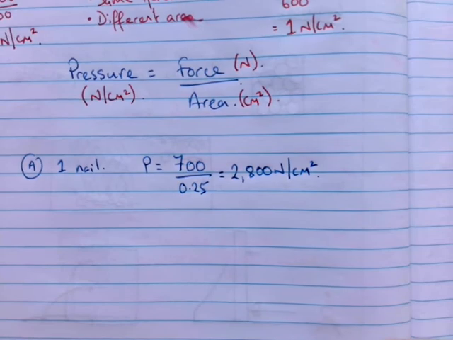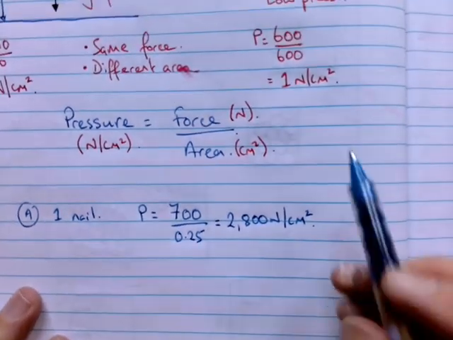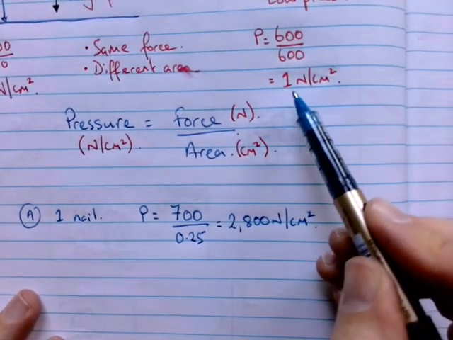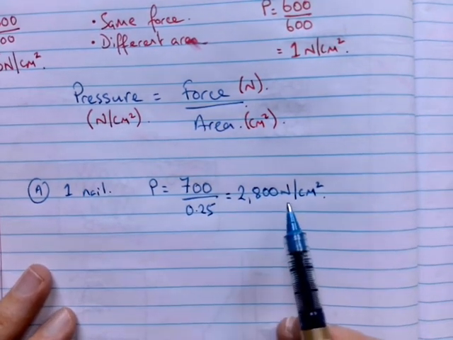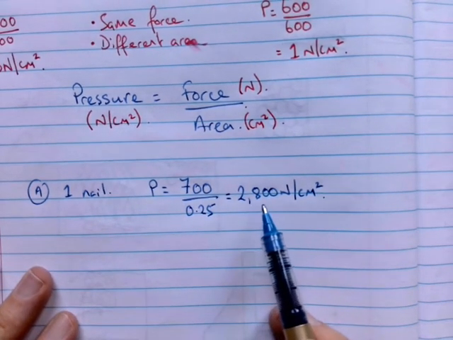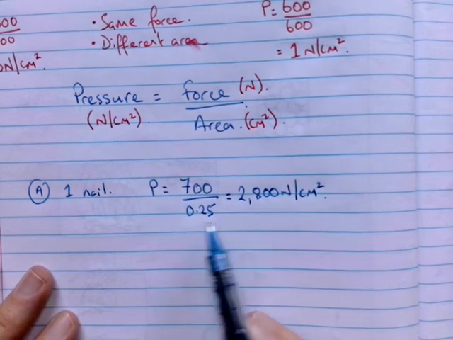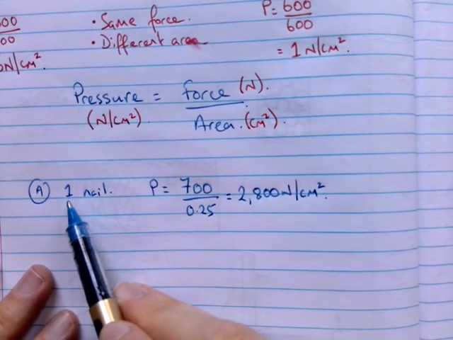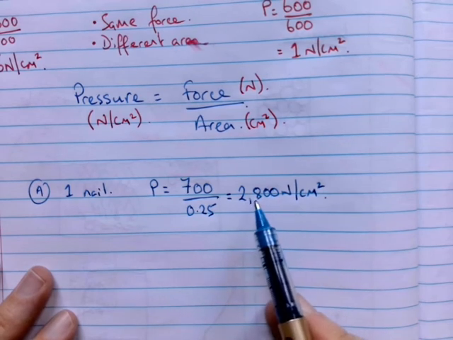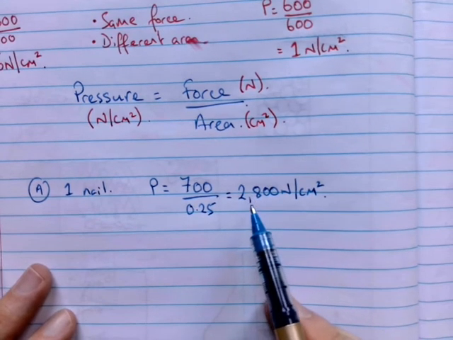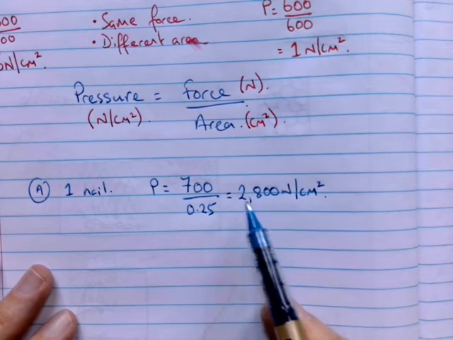All right, which is huge. Up here with the snowshoes, we were thinking about 1 newton per centimeter squared. Now I've got 2,800 newtons per centimeter squared. This is a huge amount of pressure. So if you were to stand on one nail, then yes, this pressure is very, very large, and you would probably hurt yourself because that's quite a dangerous amount of pressure.